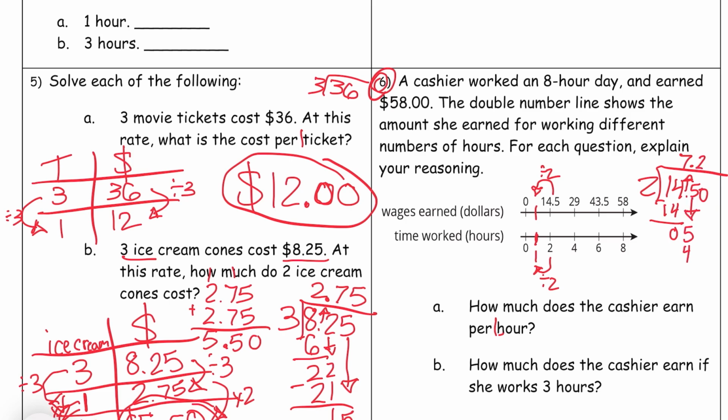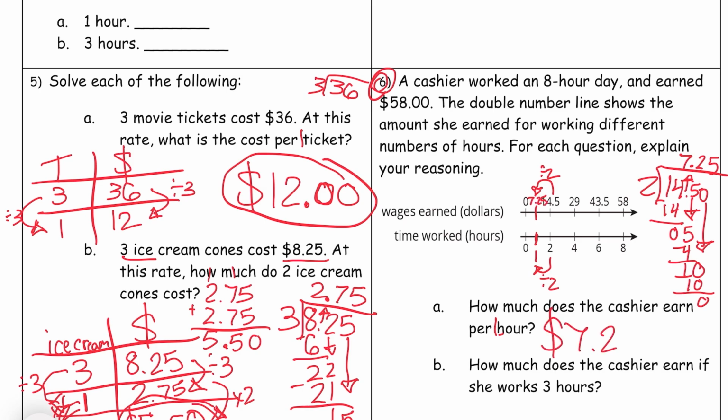2 times 2 is 4. Subtract and we get 1. Bring down the 0. 2 goes into 10 5 times. Subtract and we get 0. So that means in 1 hour, they earned $7.25, which is minimum wage.